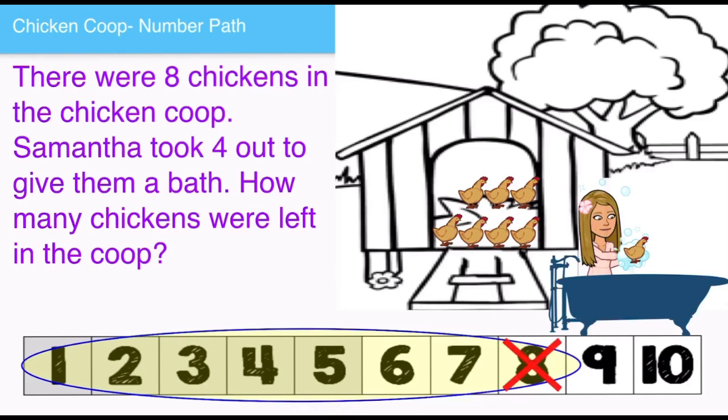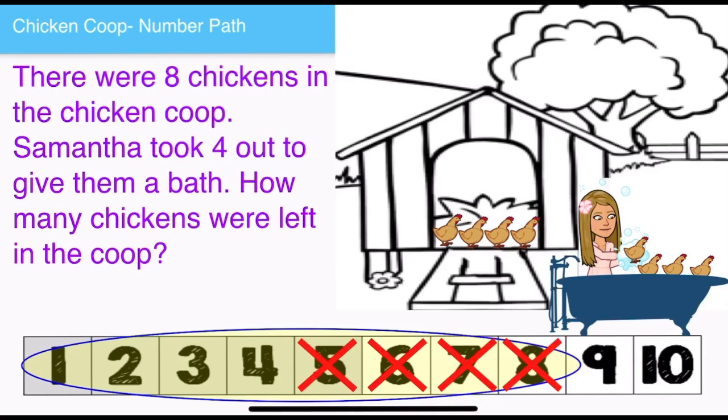Okay, now pull the second one to the right, and I'm going to cross out the number 7. Pull a third one to the right. And I'm going to cross out the number 6. Now pull a fourth one to the right. And I'm going to cross out the number 5. Nice work, friends. So now our question to answer is how many chickens were left in the coop. So I want you to count how many counters you now have left.